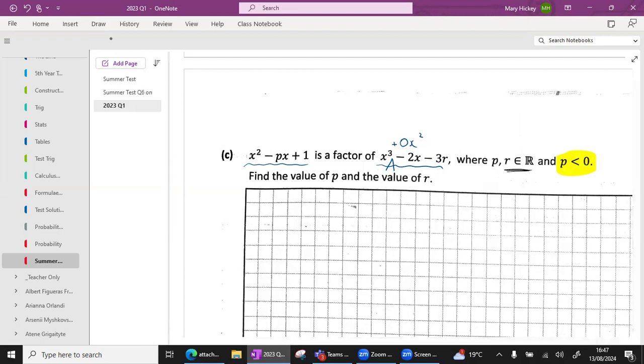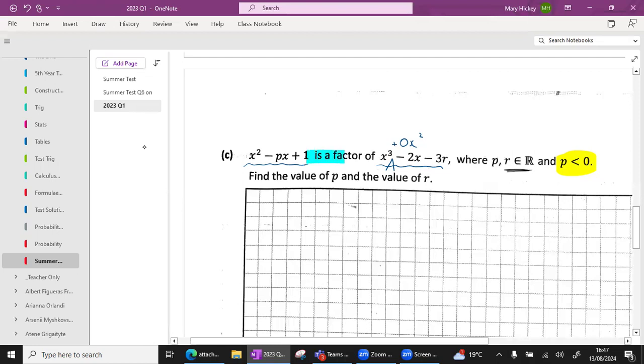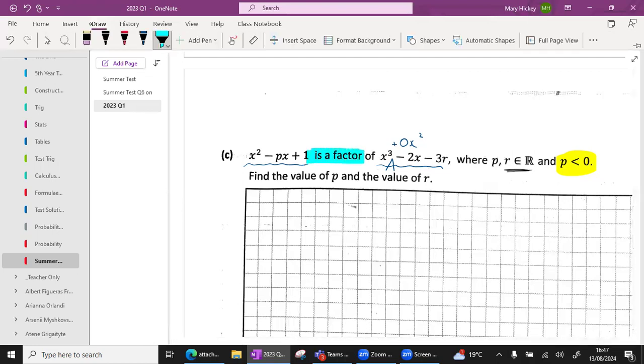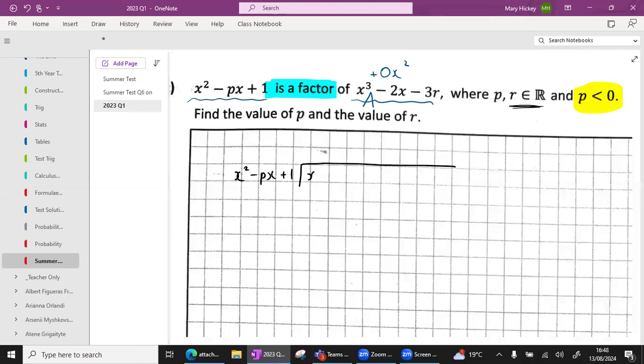Right, now, I mentioned divide a moment ago, and you might have been thinking, why am I dividing? Well, we go back to the factor theorem, which tells us that if something is a factor, and we are specifically told that it is, there are the words, is a factor. If I know that it's a factor, I know that when I divide one into the other, I should get no remainder. So that's the theory I'm using in order to actually answer this question. So I'm going to divide x squared minus px plus 1 into my cubic, but I'm just going to include that x squared term that's missing, and I set it up like this.